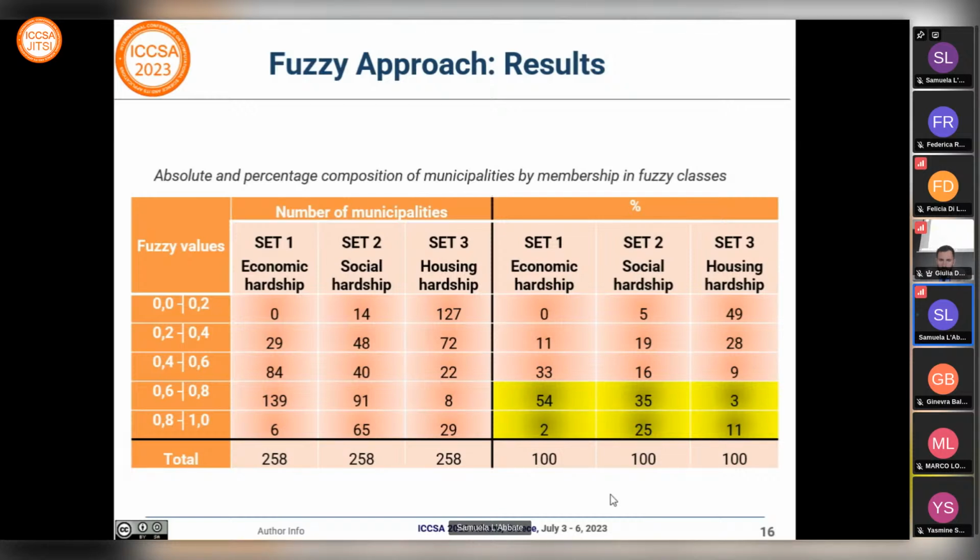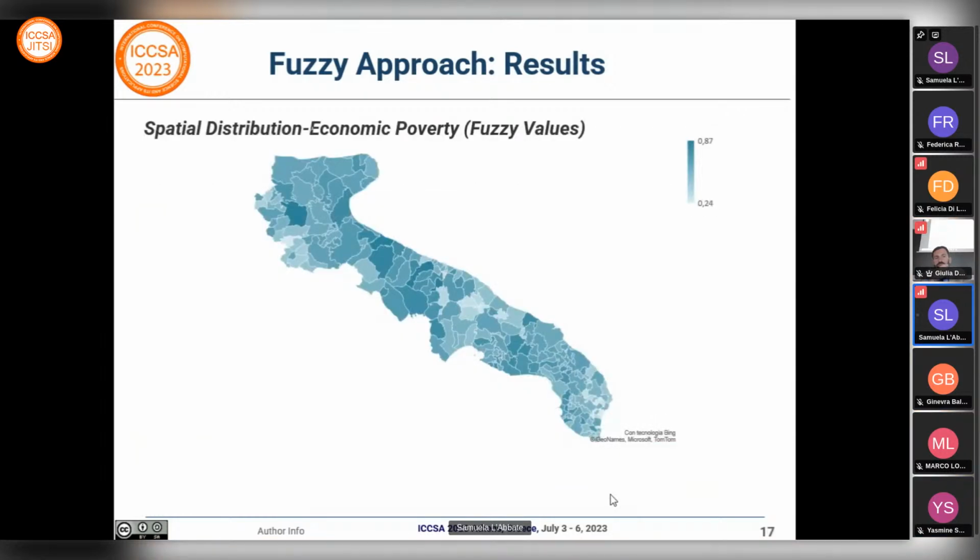Two of the largest percentage values, 54% and 35%, represent high economic and social hardship respectively, with a fuzzy value between 0.6 and 0.8, compared to a percentage of 3% of municipalities with high housing poverty. Graphically representing the different sets of indicators yields the following cartographies. Darker colors refer to the highest values and thus to the municipalities with the greatest difficulties.